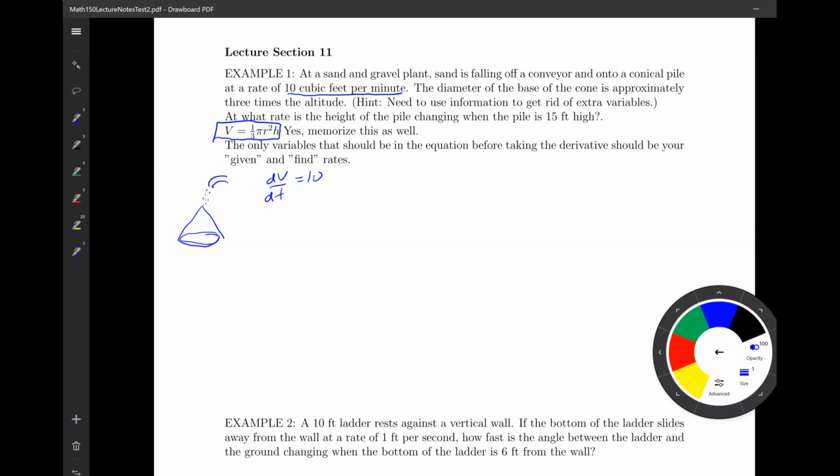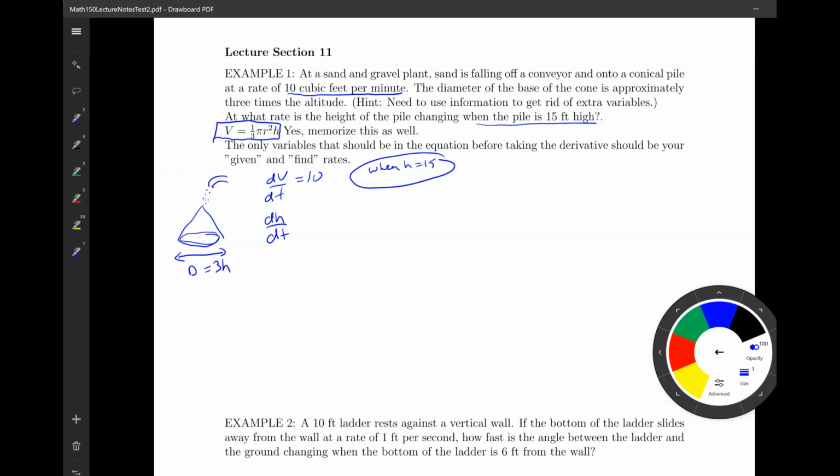Okay, the diameter of the base is approximately 3 times the altitude. So the diameter is 3h. At what rate is the height of the pile changing? That means find dh/dt when the pile is 15 feet high, so when h equals 15. Again, save that till after the derivative.